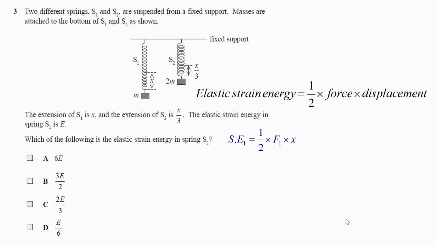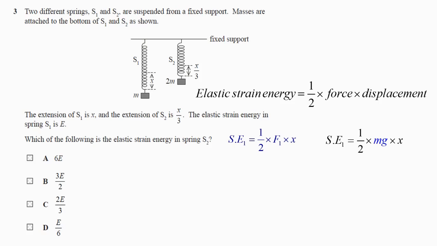So the strain energy stored in the first spring, SE1, is equal to half into F1 into x, where F1 is the force applied on the first spring and x is the displacement of the spring corresponding to that applied force. We can substitute for F1 what it is, mg. That is, mass m is applied on the spring S1.